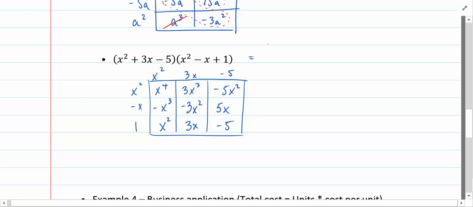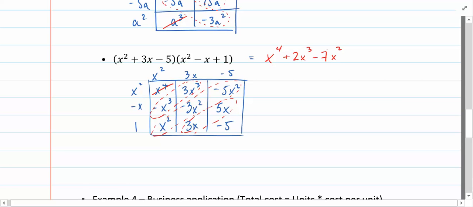Now let's collect our like terms and write in standard form. Our first entry, x to the fourth, leads the polynomial. Then we have a pair of terms that can combine. 3x cubed minus x cubed is positive 2x cubed. Then we have three terms here that can combine together. Negative 5x squared minus 3x squared is negative 8x squared. Plus x squared is negative 7x squared.